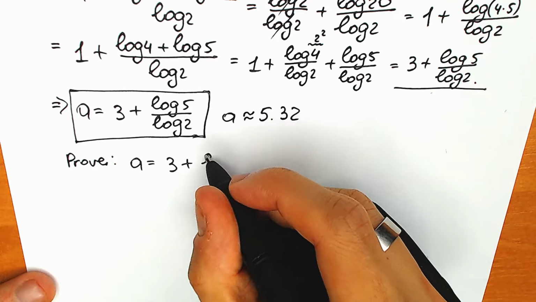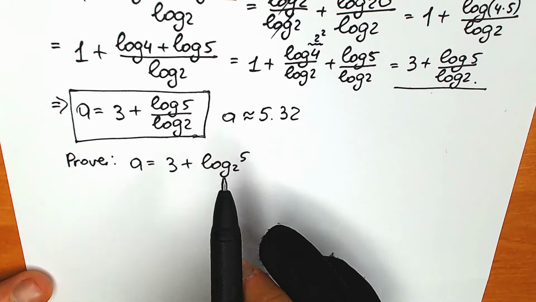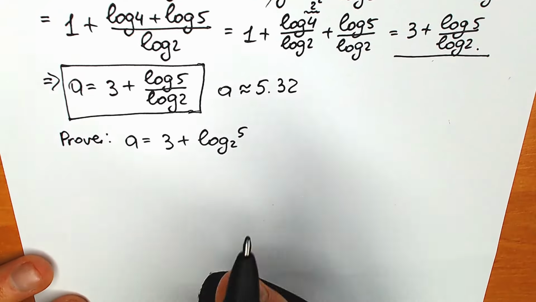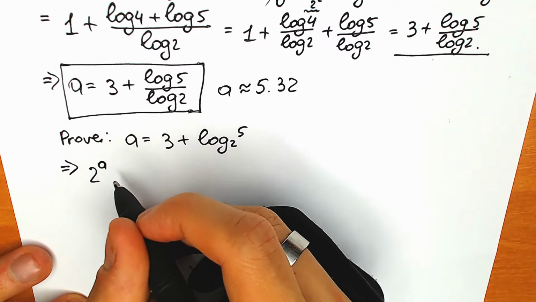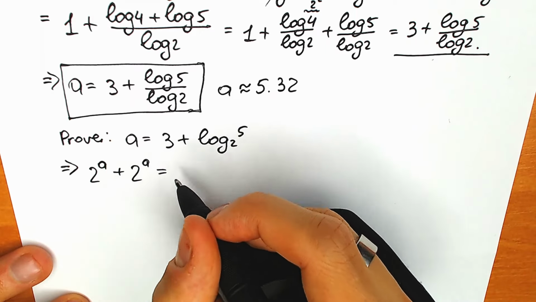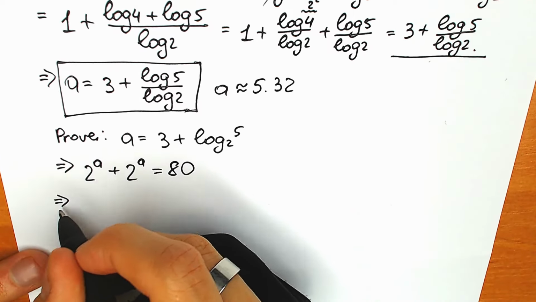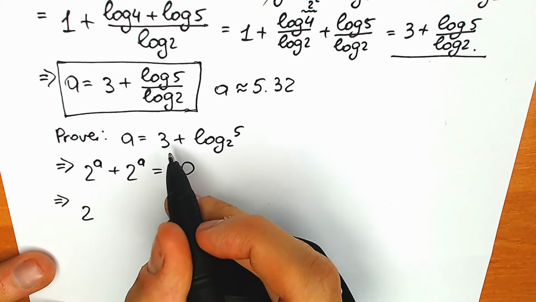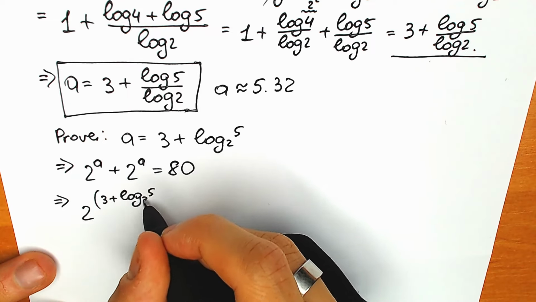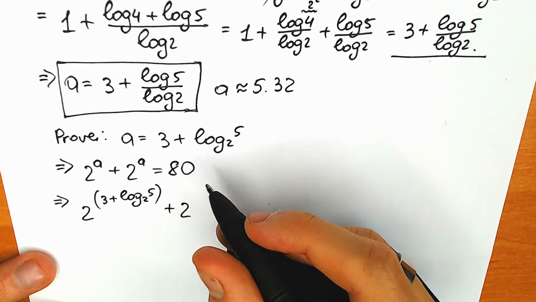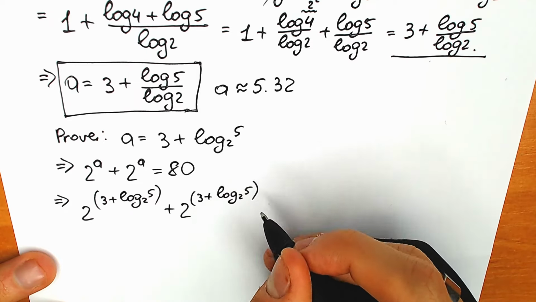I want to write it as log 5 base 2. In terms of log property, we can easily write it like that. So right now, let's plug this answer into our question. We have 2 to the power a plus 2 to the power a equal to 80. Let's see, maybe our root is not correct. So we have 2 to the power a equal to this expression, 3 plus log 5 base 2, and we have plus 2 to the power the same a, so 3 plus log 5 base 2, equal to 80.